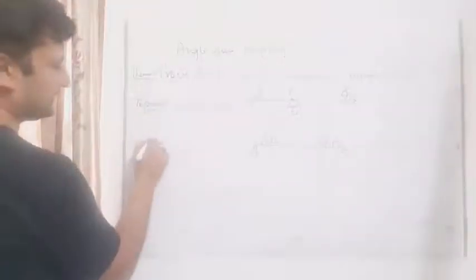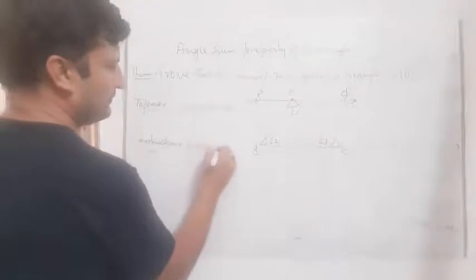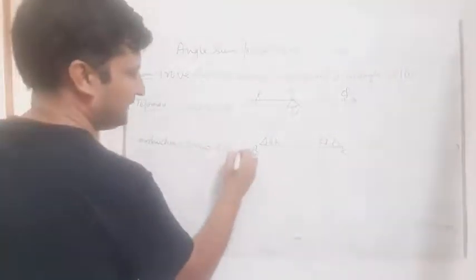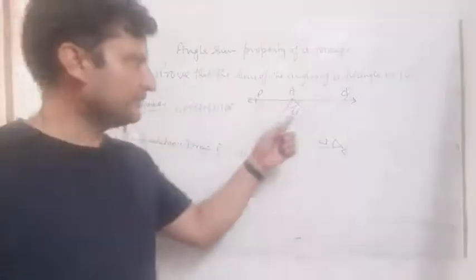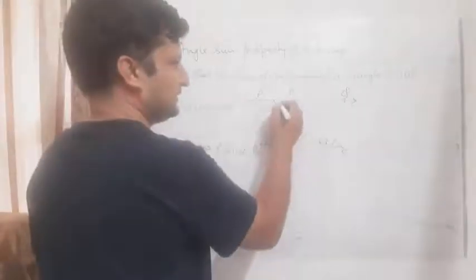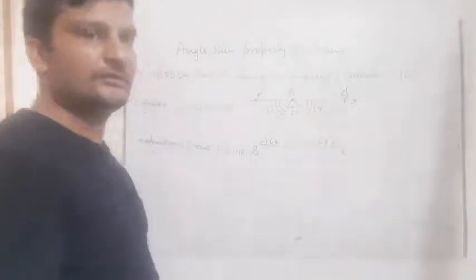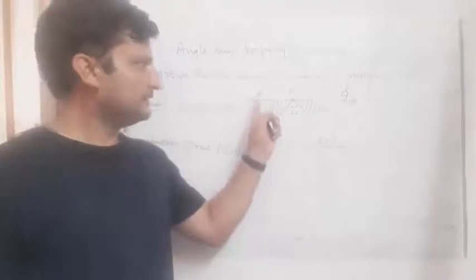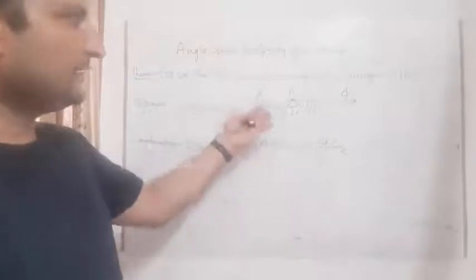So first we have to write the construction. Construction: draw PQ parallel to BC. So we have drawn a line PQ, which is parallel to BC. We have to prove that angle 1 plus angle 2 plus angle 3 is equal to 180 degrees. Suppose this angle is angle 3 and this angle is angle 4. Students, this is a line. We know that the sum of these three angles is 180 degrees or not? Yes, angle 1 plus angle 3 plus angle 4 is 180 degrees.